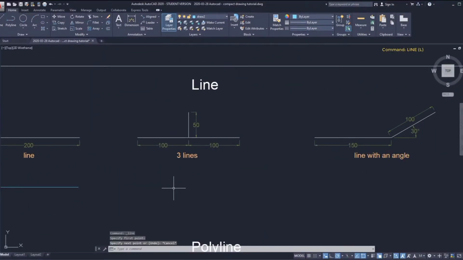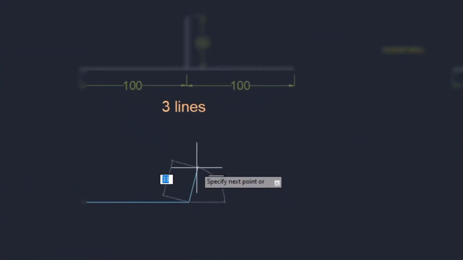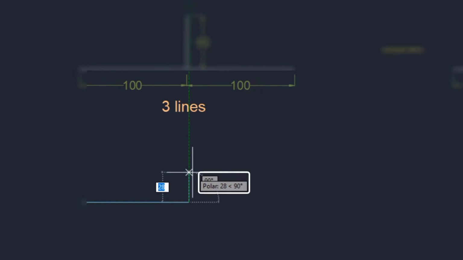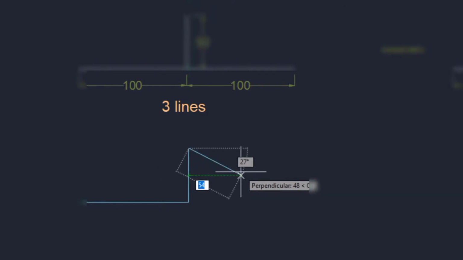In the next example, I'm going to draw these 3 lines. I click again on the icon Line, click for the first point, move horizontally, insert 100 and press Enter. Then I can draw a second line. This time I move up, and when I see the 90 degrees polar tracking, insert a length of 50. Then, as I don't want to continue drawing from this point, I press Escape.